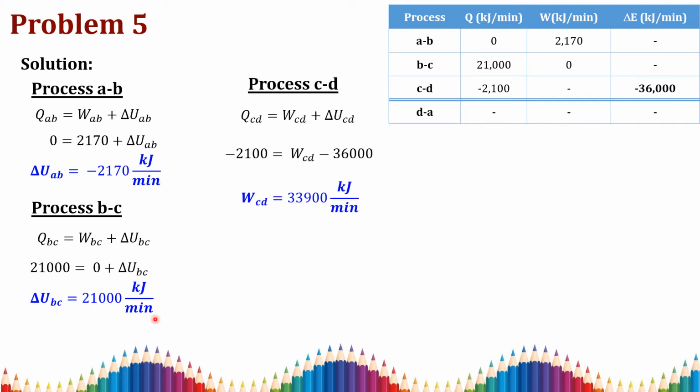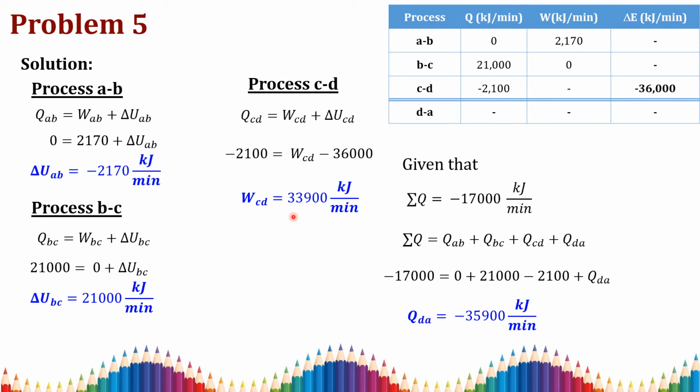The next one is process C to D. In this process C to D, you apply the first law of thermodynamics here. Q of CD equals W of CD plus delta U of CD. So Q of CD is minus 2100. But in the previous cases, we needed to find the internal energy, whereas in this case we need to find the work done. So work done of CD we didn't know. Substitute as it is: work done of CD, and minus 36,000 is our internal energy for the process C to D. Then you can obtain the work done of the CD process, that is 33,900 kilojoule per minute.